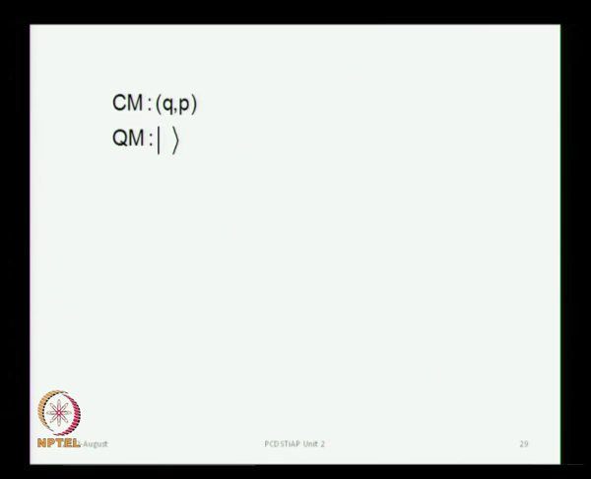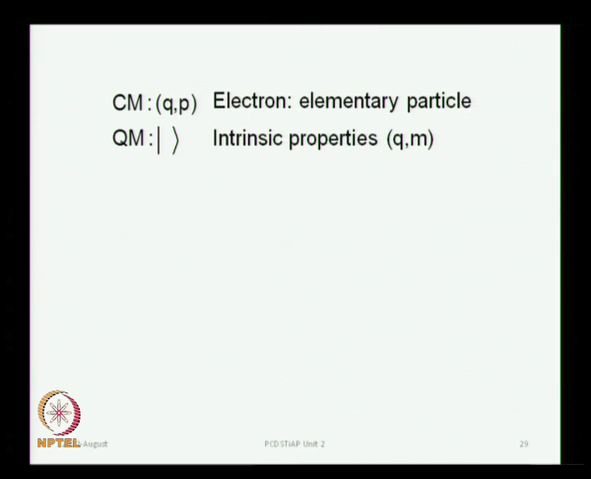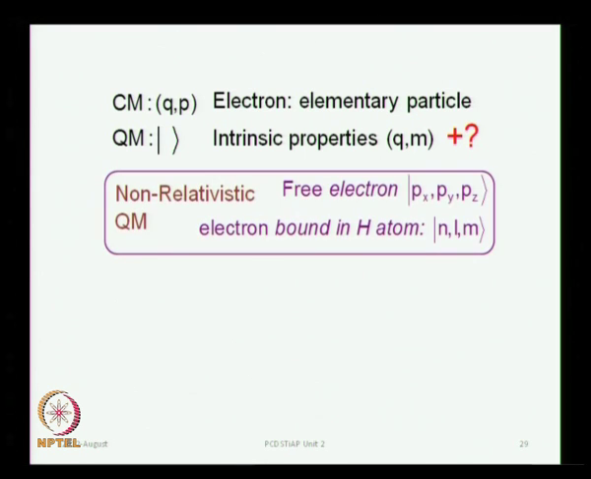So the main thing over here is that in classical mechanics you describe the state of a system by position and momentum q and p, in quantum mechanics by a state vector. Electron is an elementary particle having some intrinsic properties like charge and mass. This q is the position, this q is the charge. Okay. So it has some intrinsic properties like charge and mass, but it may have some additional properties, okay, not just these two, and it has this additional property.